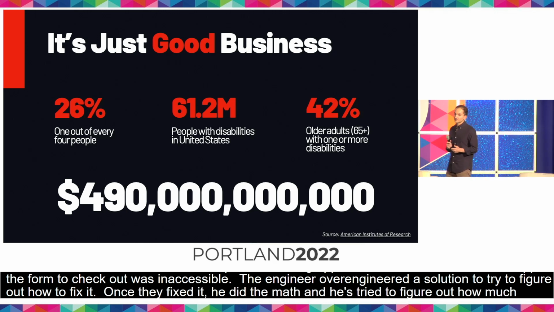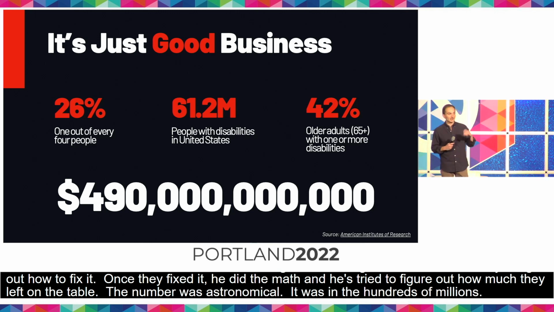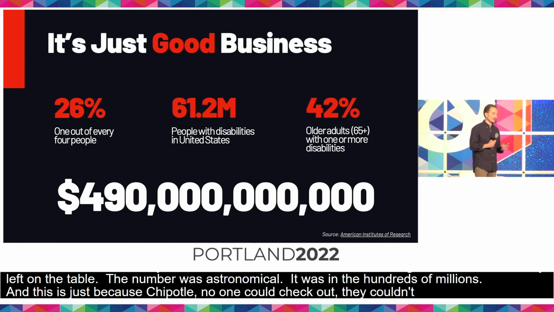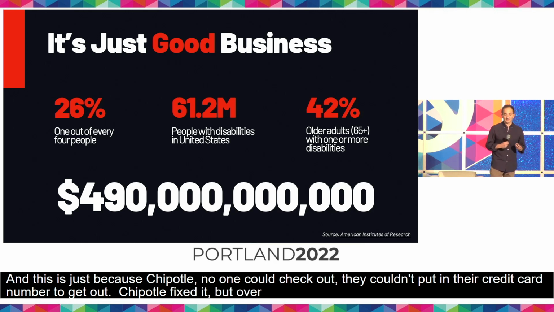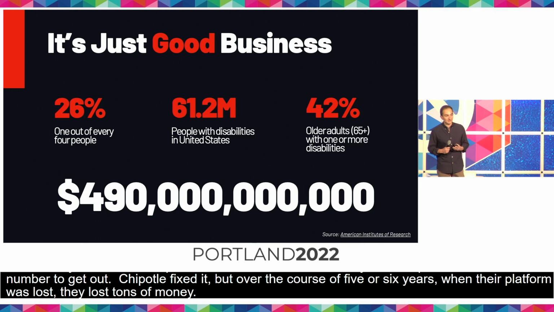And the number was astronomical. It was in the hundreds of millions. And this is just because no one could check out on Chipotle. They couldn't finally put in their credit card number to get out. So Chipotle figured this out. They fixed it, obviously. But over the course of 5 or 6 years, when their platform was live, they lost tons of money.